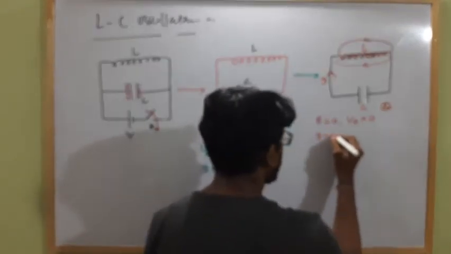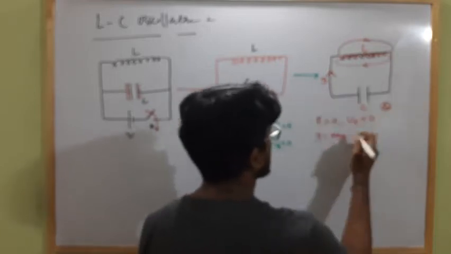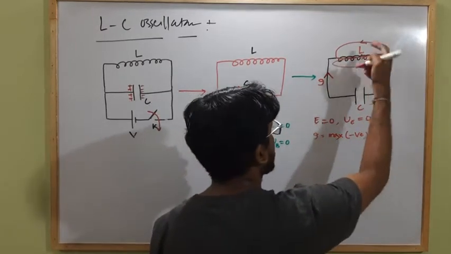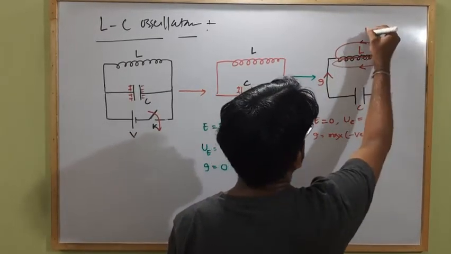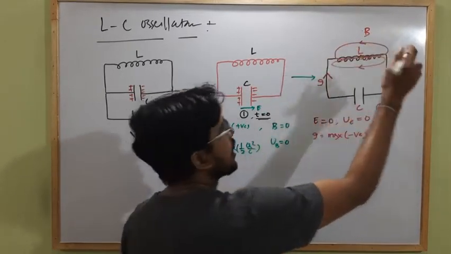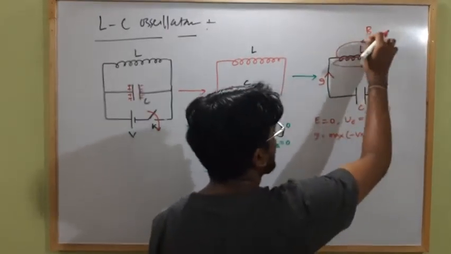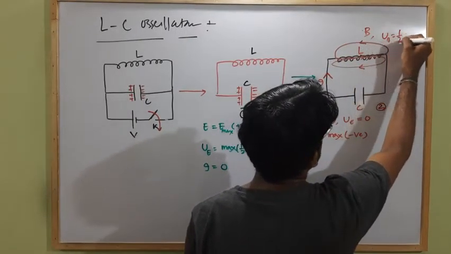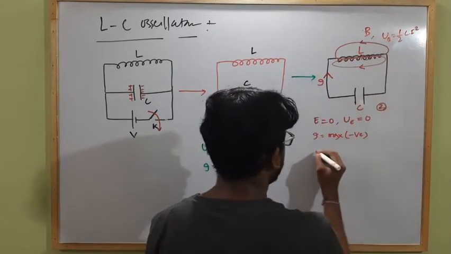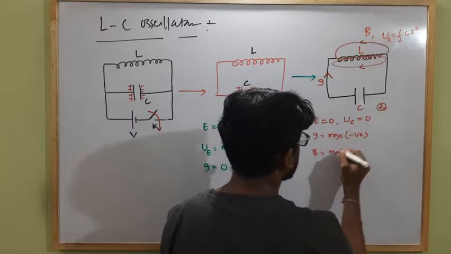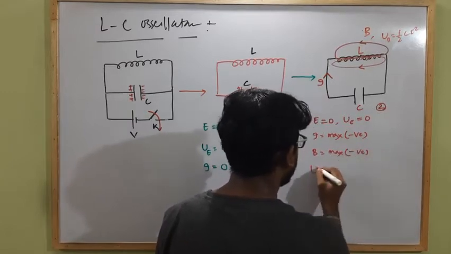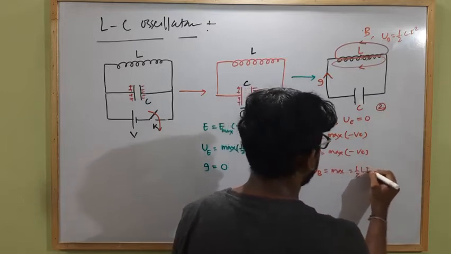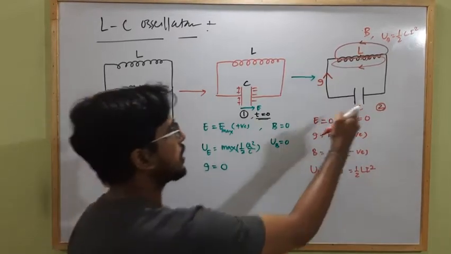What is I? I is maximum, and as it is in the clockwise direction it will be negative. As the current flowing through the inductor will be maximum, there will be a magnetic field B produced across the inductor due to induction, and due to the change in flux there will be magnetic energy stored within the inductor. That value will be UB equal to how much? Half L I square. So here B will be maximum, and as the current is negative B will be negative, and UB is also maximum, that is half L I square. Clear? This is case 2.